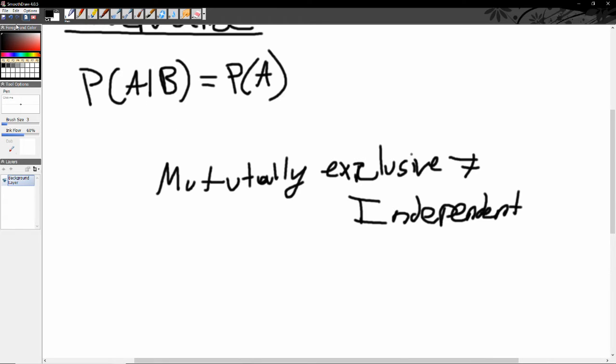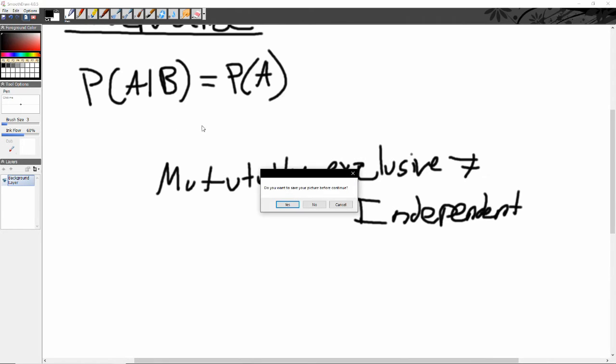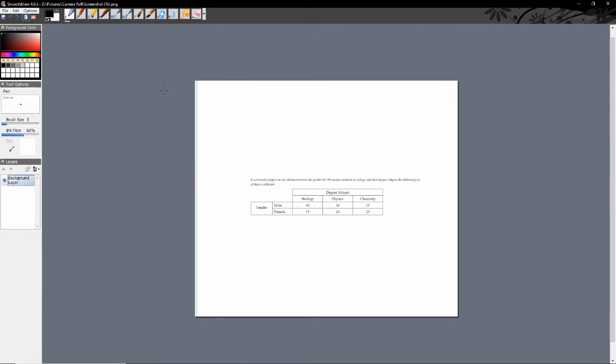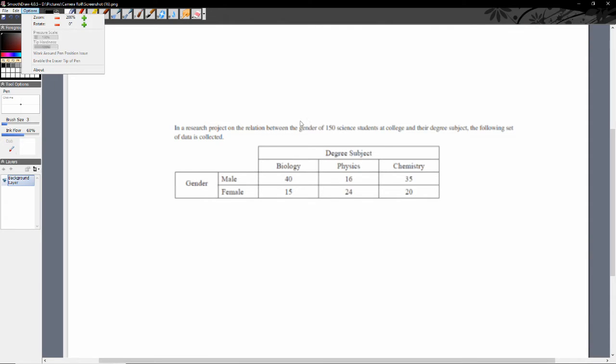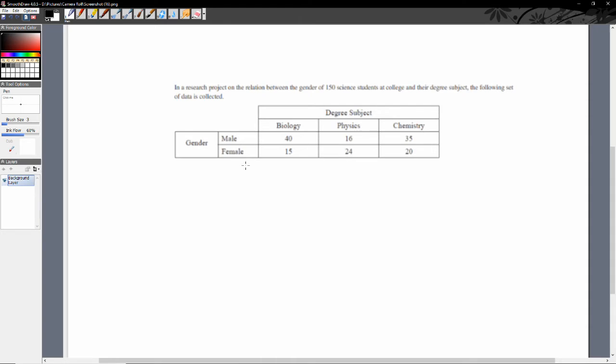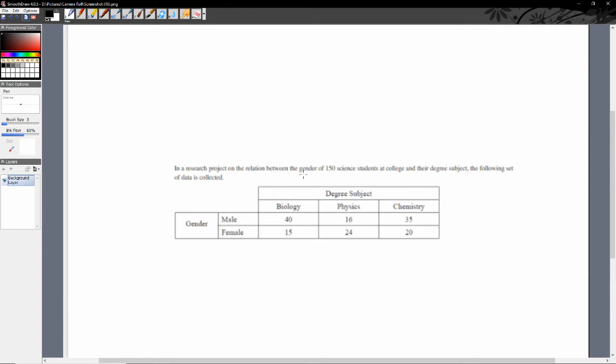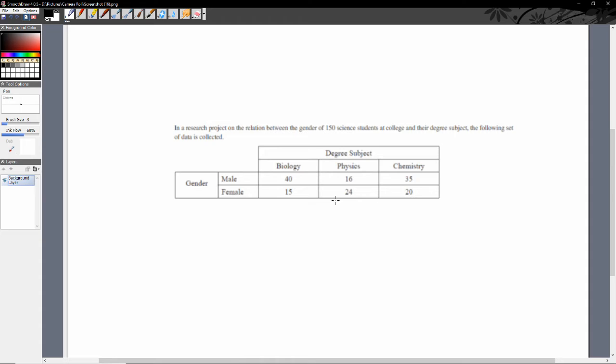Okay, so now that we've got all that, we'll look at a couple of practice problems. The first one I have here reads, in a research project on the relation between gender of 150 science students at a college and their degree subject, the following set of data is collected. And here we have a table like we had before. With this data and with this table, they could ask you a whole variety of questions, mostly about conditional or non-conditional probabilities.